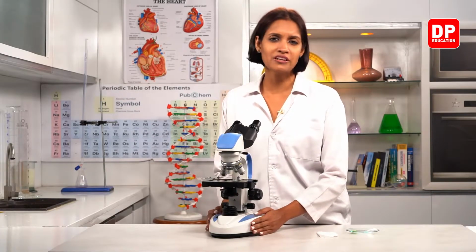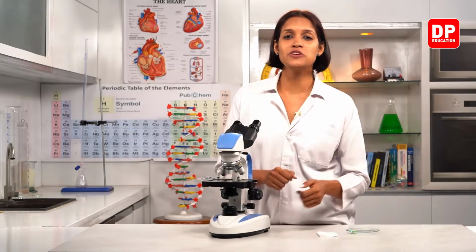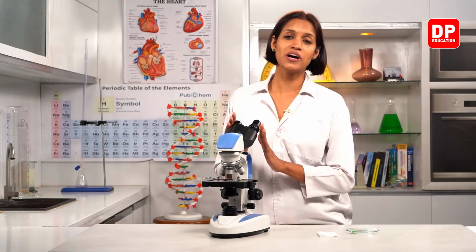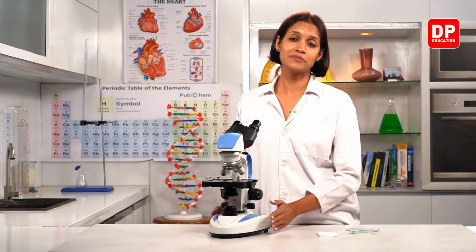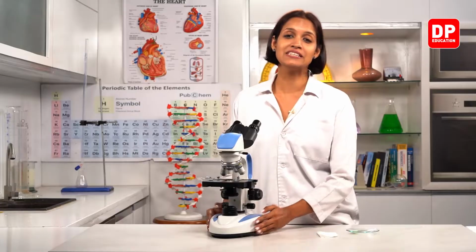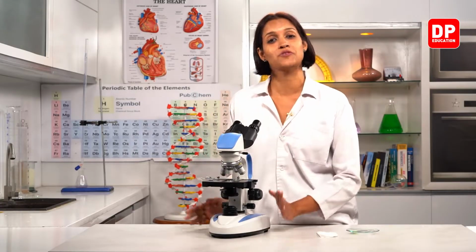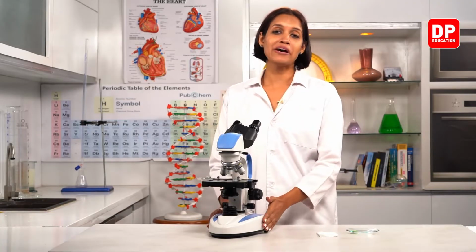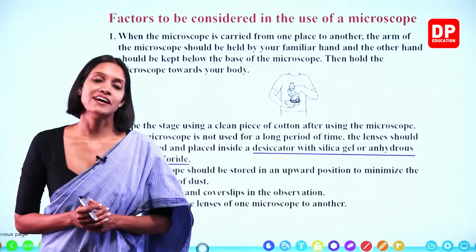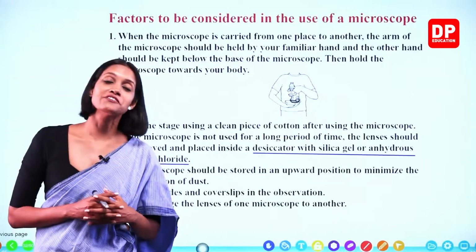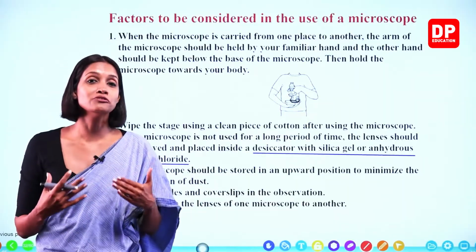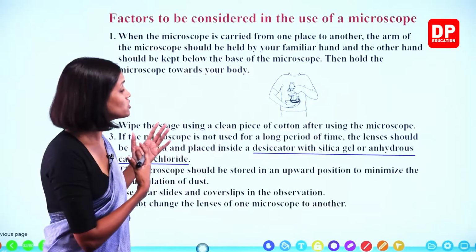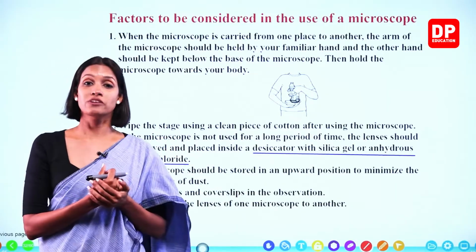This type of modern microscope comes in a special case, so we need to make sure that after using this one, if you are not using it for quite some time, we need to place it in that special box that it comes in. Right, children? So I hope you understood how to take care of the microscope in the lab. Now you know how to follow these steps to protect the microscope, right?